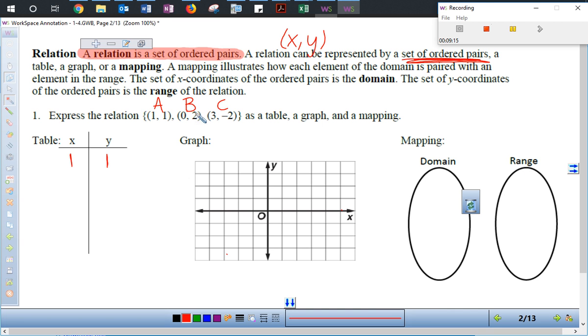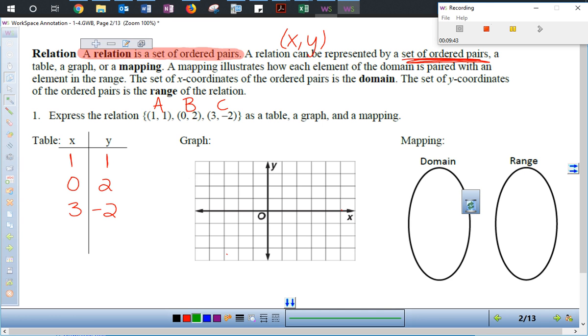Now we can go on to point B. Point B has an x value of 0 and a y value of 2. And point C has an x value of 3 and a y value of -2. So we have taken that relation, the set of ordered pairs, and we've just transferred it to a table. It's still the same relation, it just looks a little bit different.